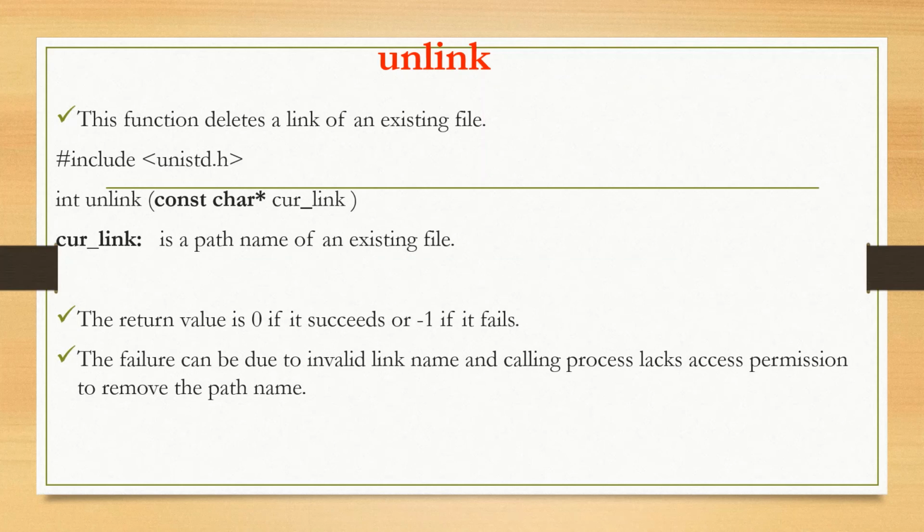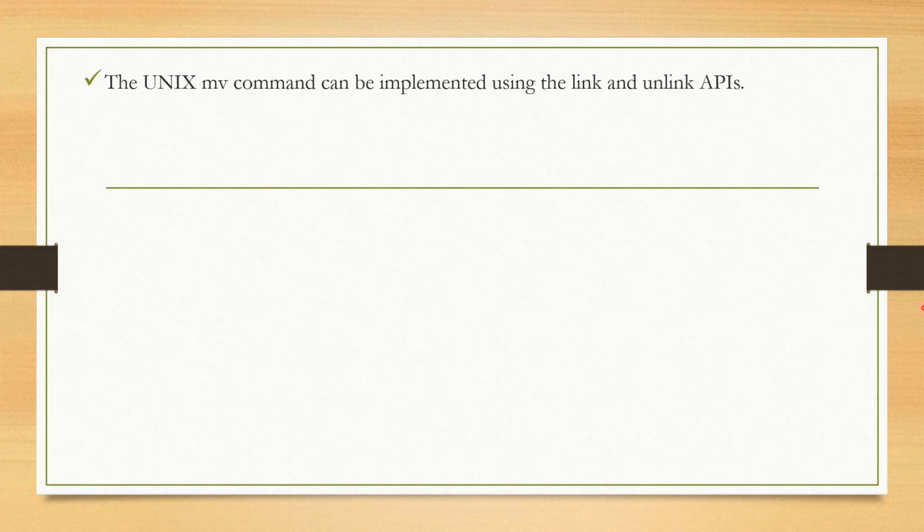ANSI defines the remove function, which does a similar operation to unlink. If the argument to the remove function is an empty directory, it will remove the directory. The mv command can be implemented using the link and unlink APIs by the program given below.